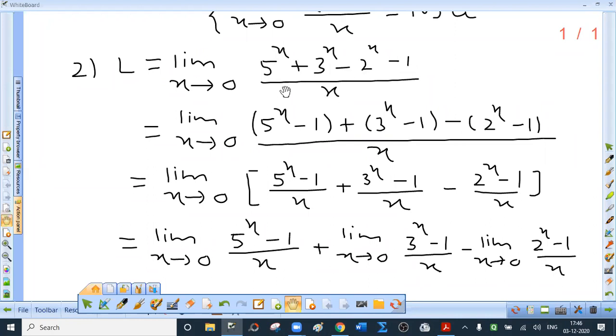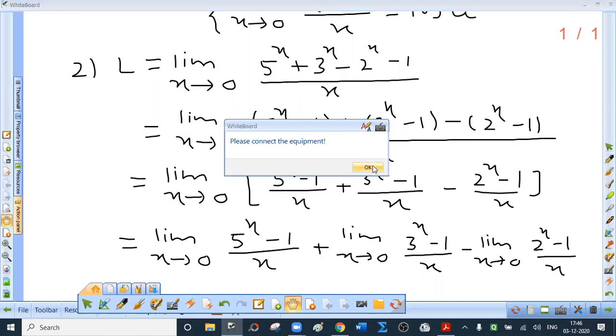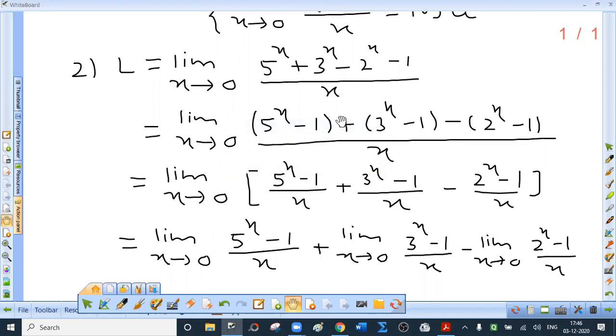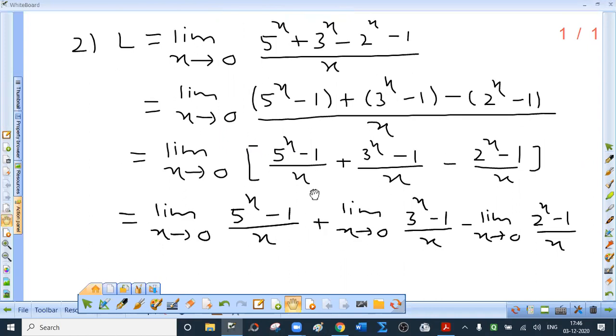Now we need the function in which form? A raised to x minus 1. So rearrange the terms: 5 raised to x minus 1 plus 3 raised to x minus 1 minus, in bracket, 2 raised to x minus 1. Before you proceed, please check whether you have written the same numerator. You can write the numerator in a different form, but you cannot write a different numerator, right? Split the numerator, since the limit of a sum is the sum of limits.